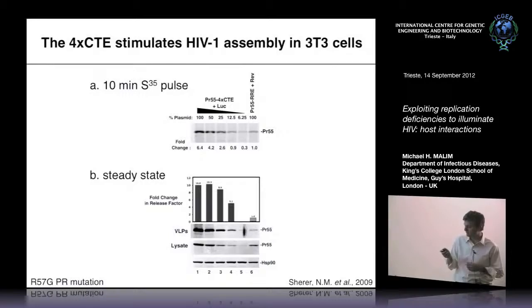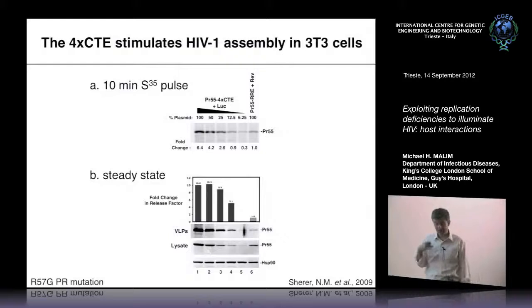So in a lot of these experiments, we're very cautious about measuring protein synthesis rates using very short pulses of radiolabeled amino acids. So for example, here, when we're comparing the RRE and Rev situation with the four copies of the constitutive transport element, we can see at this dose of transfected plasmid, we've got the same rate of protein synthesis as here. And when you look at the amount of virus being released into the culture supernatant at that level, you can see there's a very healthy boost to virus production, indicating that the CTE really does promote virus assembly.